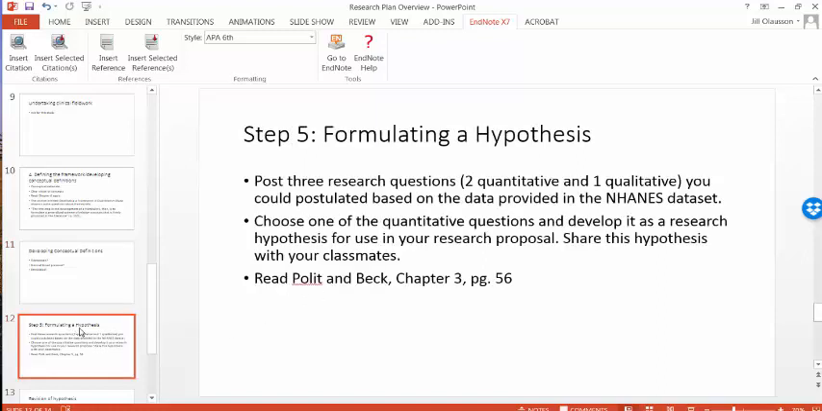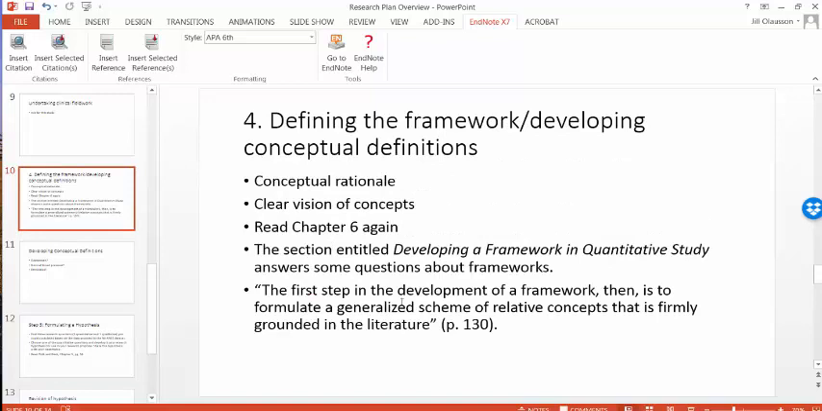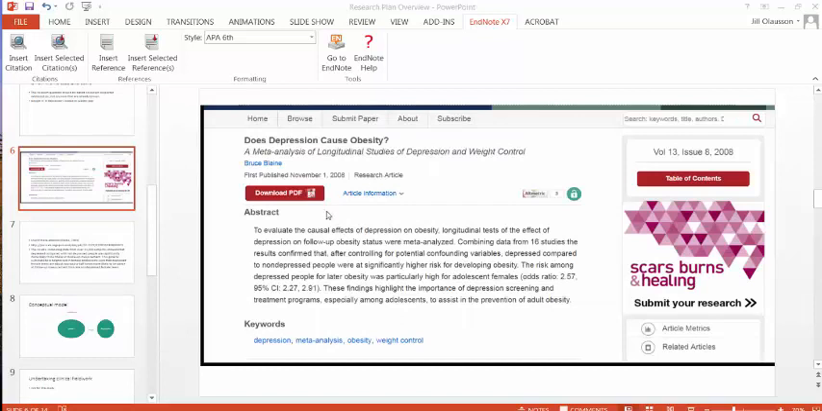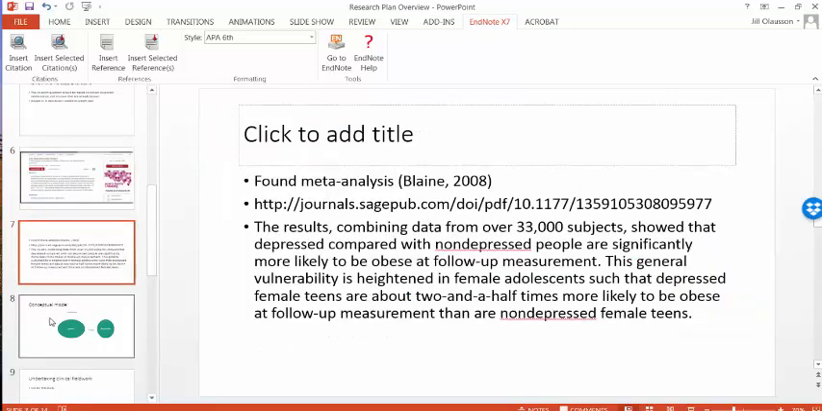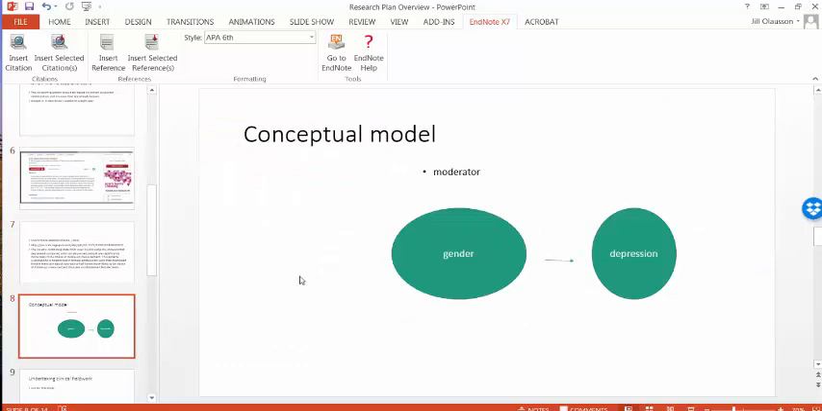And then step 5, also I just want to come back to this one again. It says in chapter 6 here in Polit and Beck, the first step in the development of a framework is to formulate a generalized scheme of relevant concepts that is firmly grounded in them. And so again, back to, I got a meta-analysis, I have some findings here, and I kind of come up with an idea of how concepts might be related.